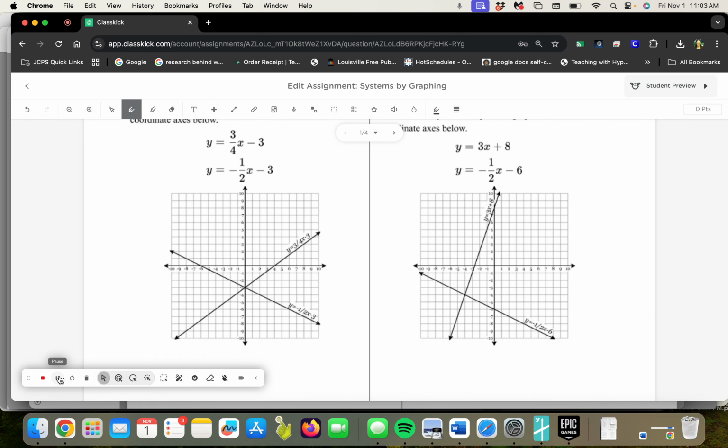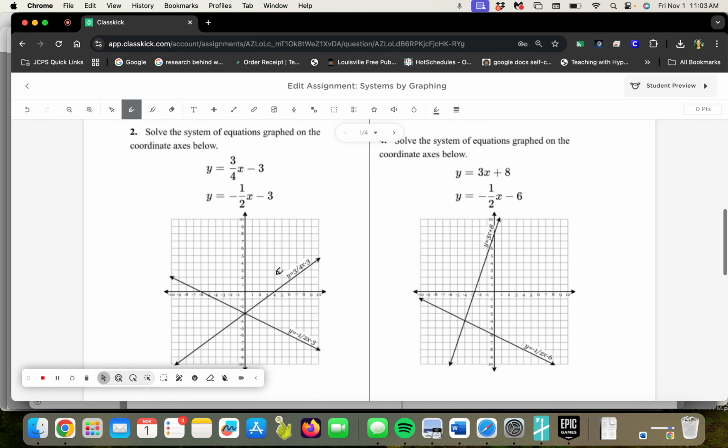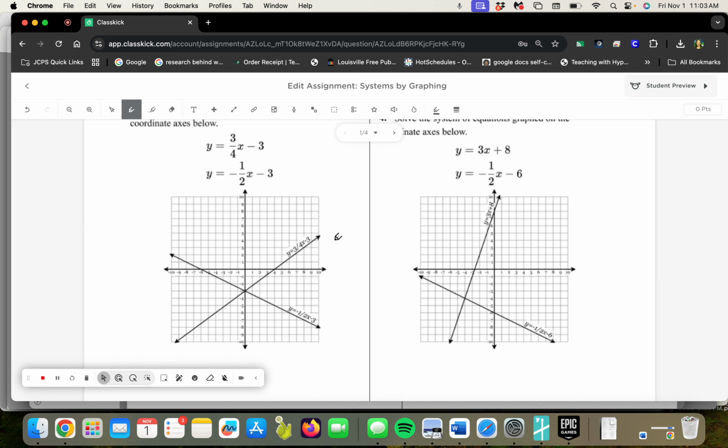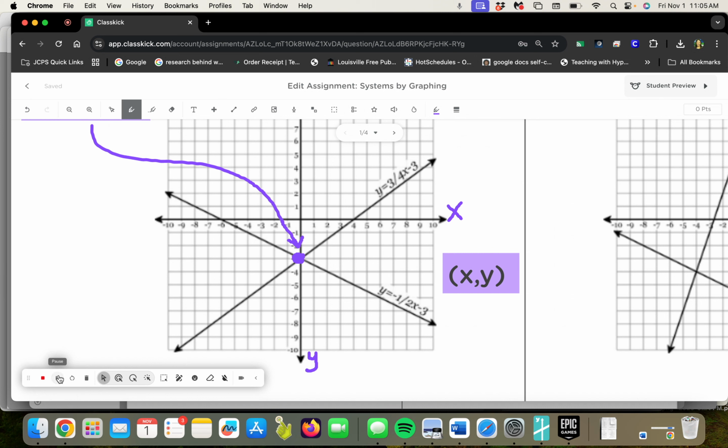For number 2, try pausing the video and then identifying where you think the solution to this system is, and then restart the video, please, when you're ready. So we're looking for the x and the y coordinate for where they intersect. You'll notice that the two lines intersect right here where I just put that purple coordinate. And I know that I need to do my x coordinate first and my y coordinate second. So I'm going to start with my x coordinate, which is the horizontal line. So I'm going to look here.